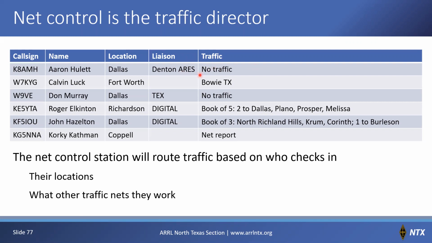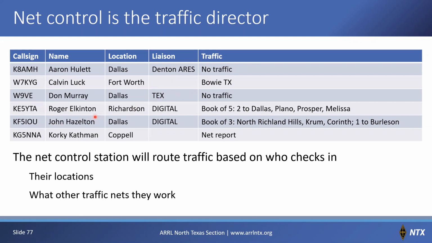So let me explain that more as I walk through these check-ins. So Calvin was next. He's in Fort Worth. He had one for Bowie, Texas. Then Don W9VE checked in next, and he was the liaison for the Texas CW net. He didn't have any traffic that he brought, but I still got him on the roster. So if I've got something headed out of area across Texas, he can help get that moved in that direction.